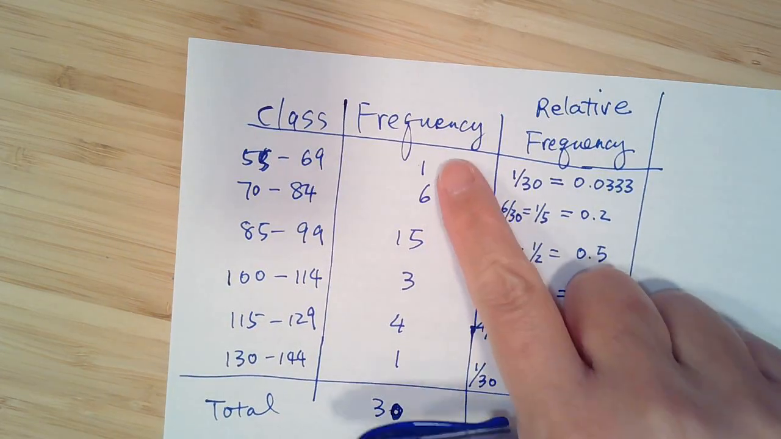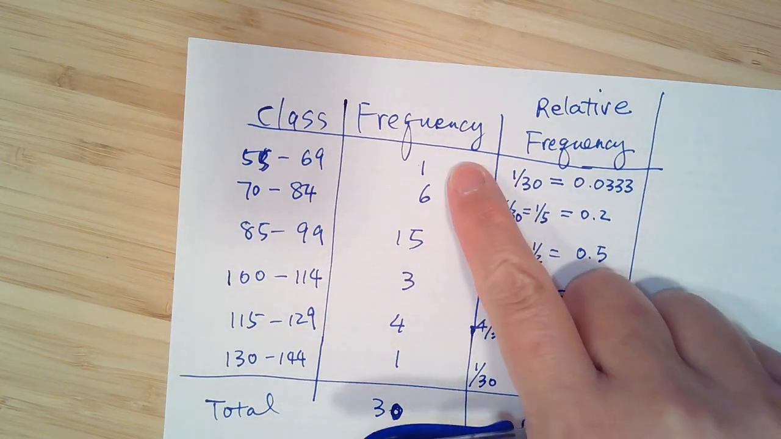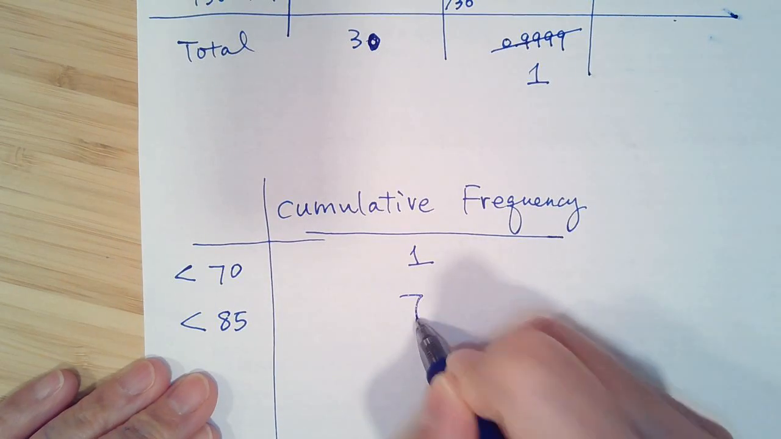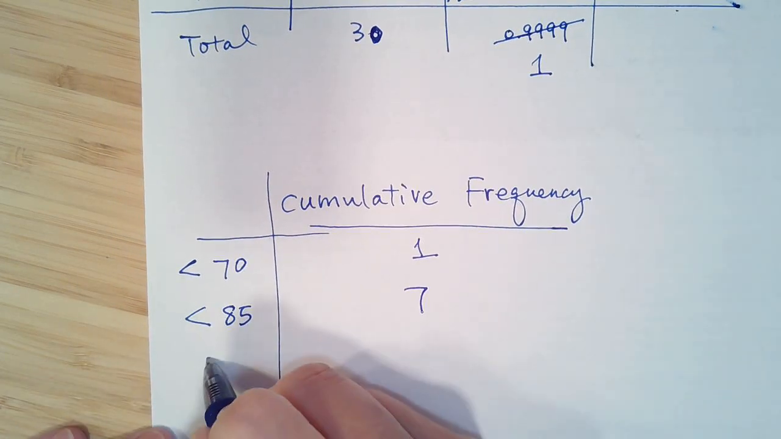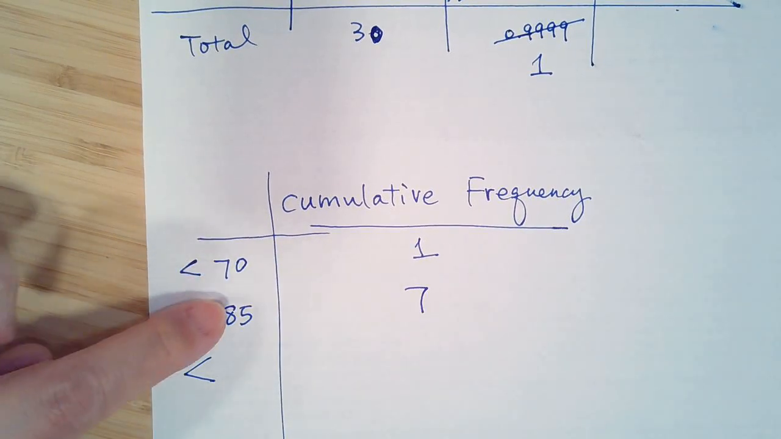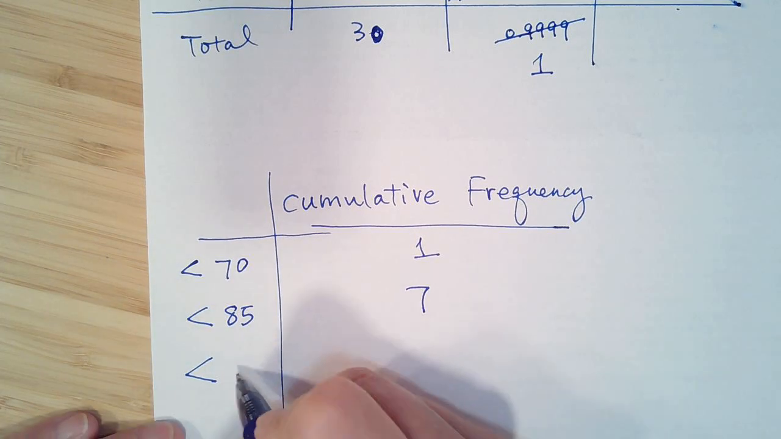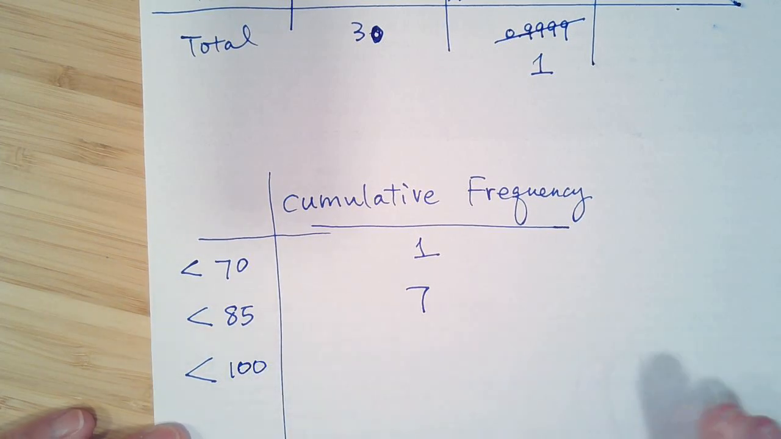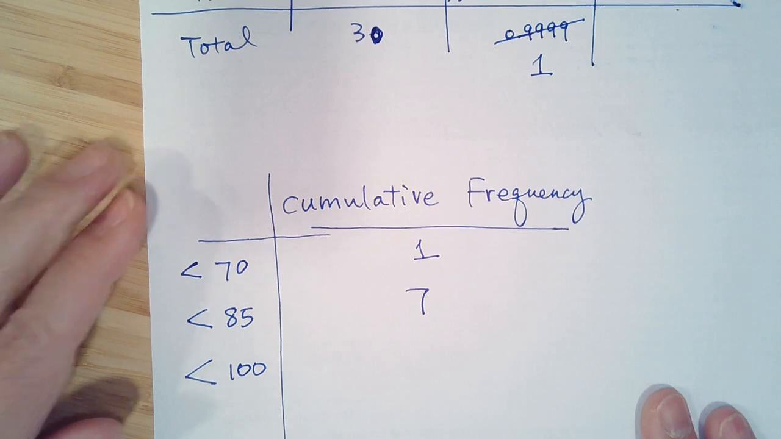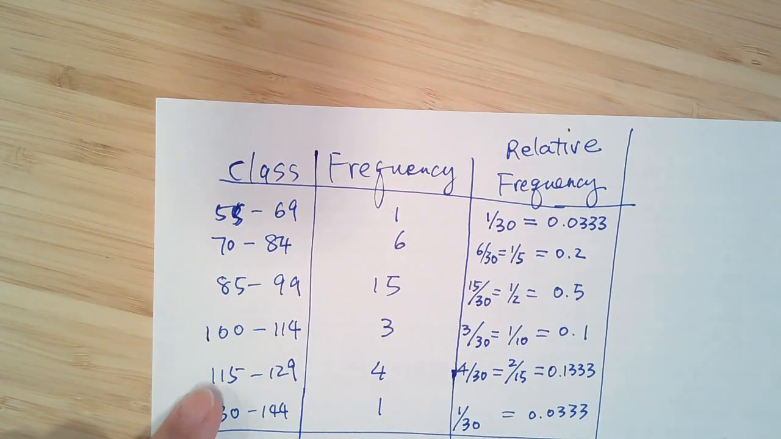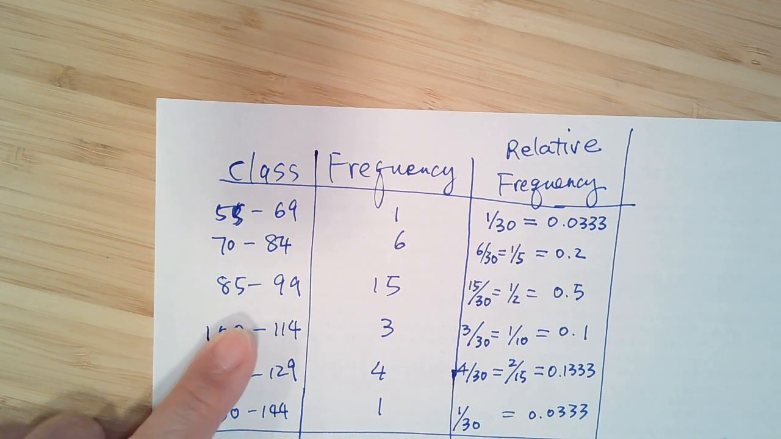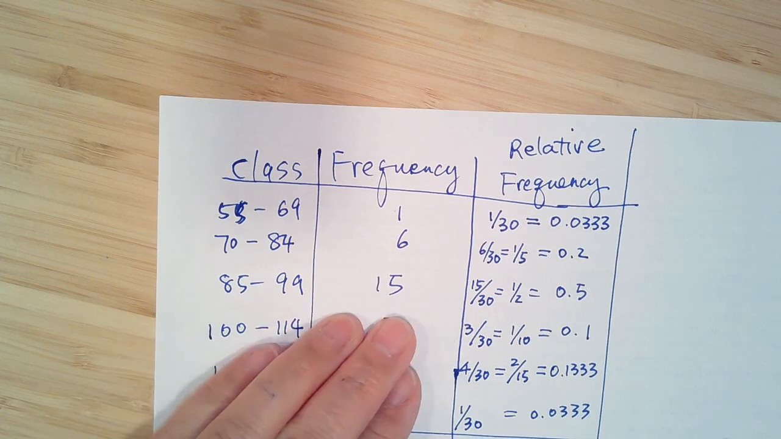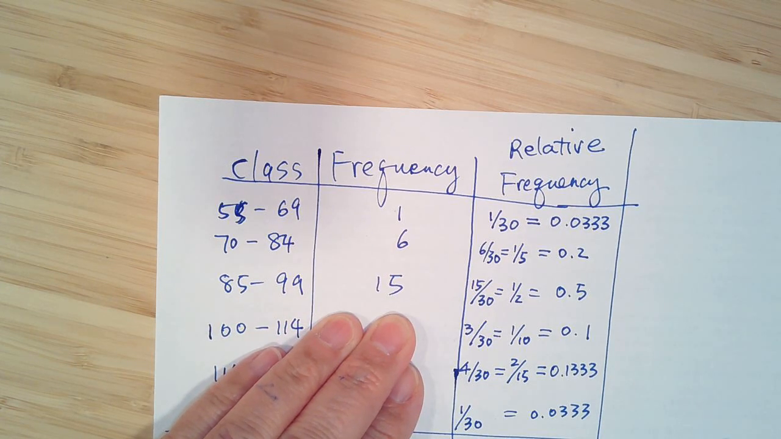Again, this one is 70, 85. I know the next one will be 100, right? Because every time you go up by 15. Now, if you look at the frequency less than 100, that should be the sum of the first 3 classes. So that will be 1 plus 6 plus 15. So that will be 7 plus 15. So that's 22. It's not bad, isn't it?